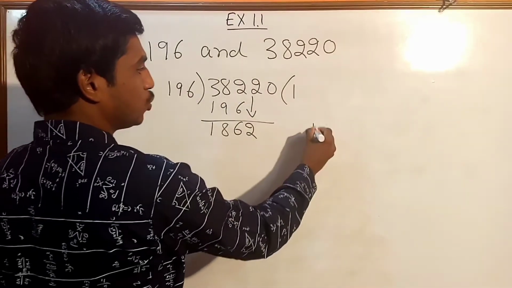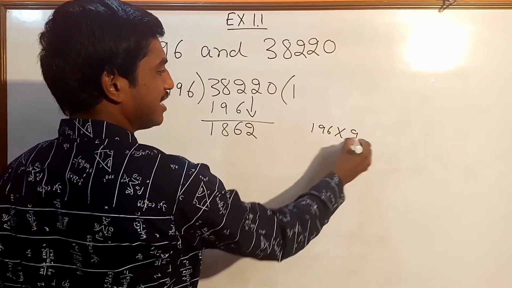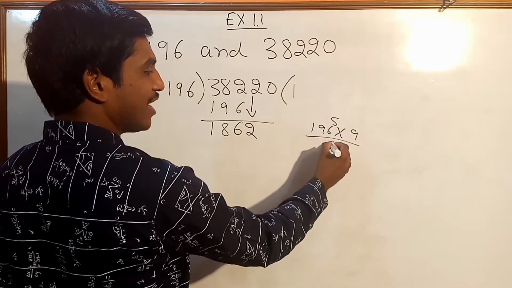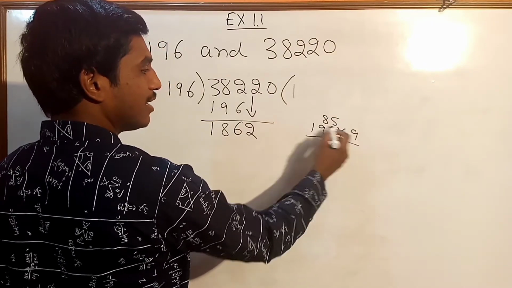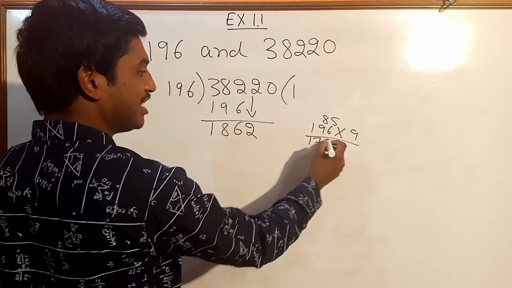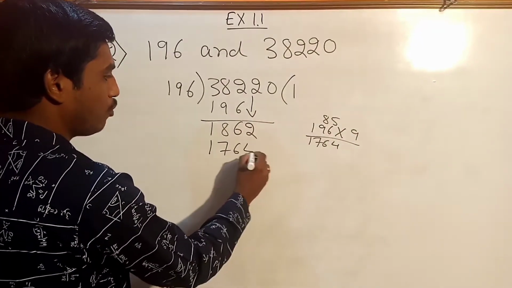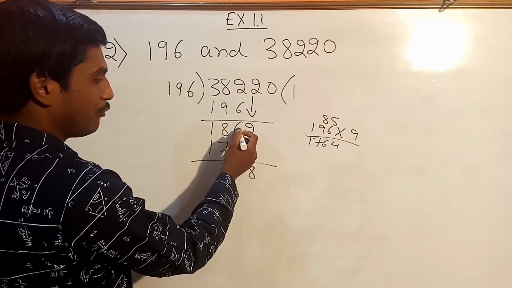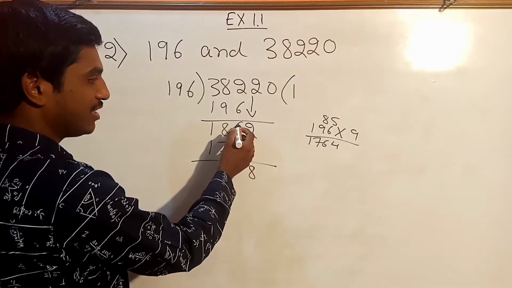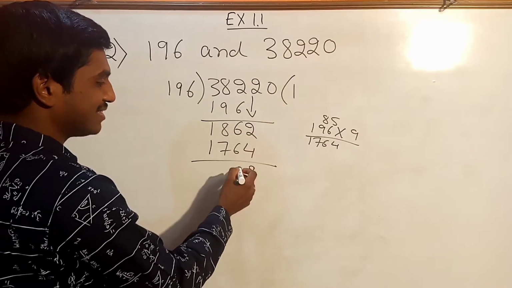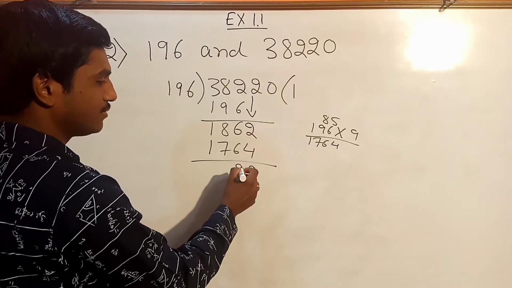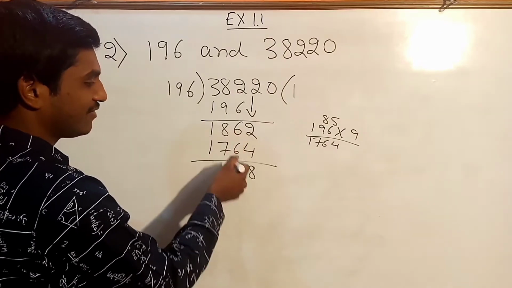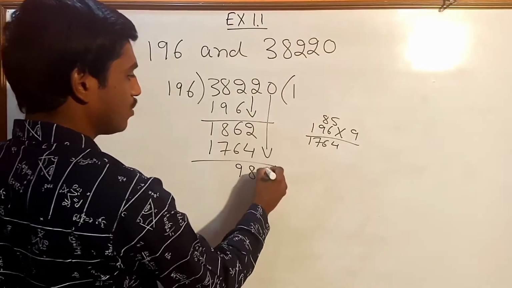So 196 into 9, if we see, 6 9s are 54, carry 5. 9 9s are 81, plus 5 is 86, carry 8. 9 1s are 9, plus 8 is 17. So 1764. 12 minus 4 is 8. 5 is here. 5 means carry, when you take 15 minus 6 is 9. 17 minus 7 is 0, 17 minus 17 is 0. So next we'll take 0.